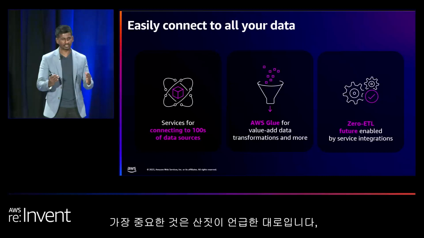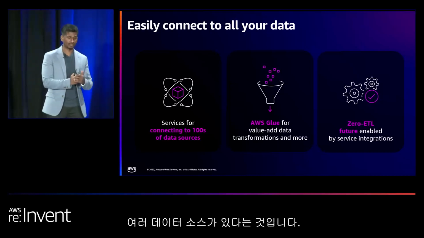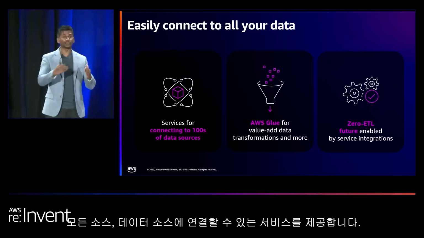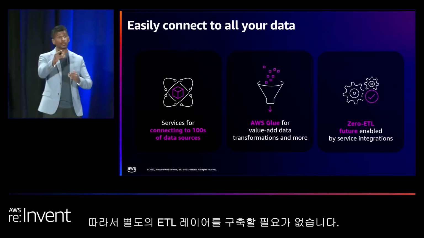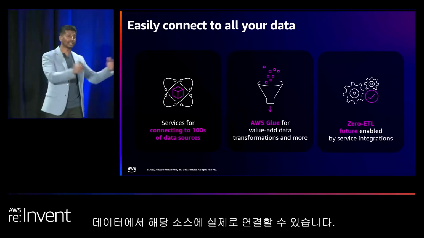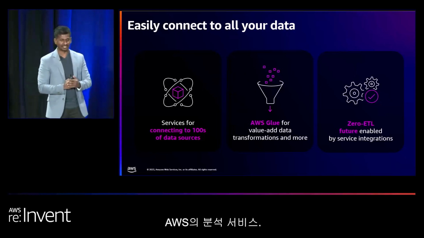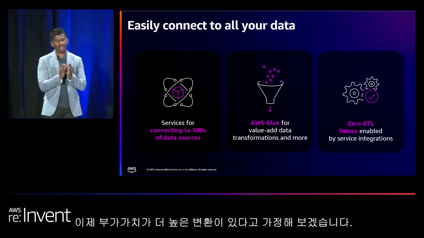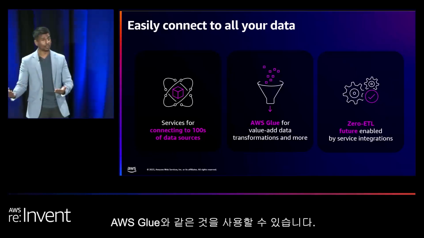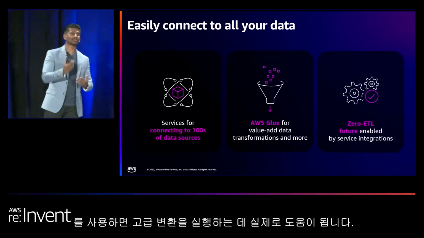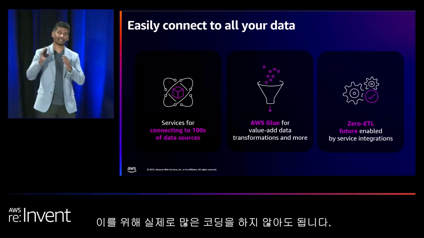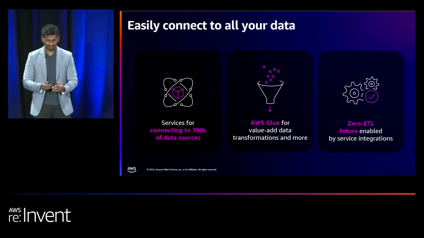The first and foremost thing is, as Sanchit mentioned, there are multiple data sources. We at AWS have services that are able to actually connect to all those data sources. So you don't have to build a separate ETL layer to extract data from those sources. You can connect to those sources from the data analytics services at AWS. Now, let's say you have further value-added transformations. You can use something like AWS Glue that will help you run those advanced transformations. And in fact, we have a visual interface which allows you to not code a lot to get that done as well.